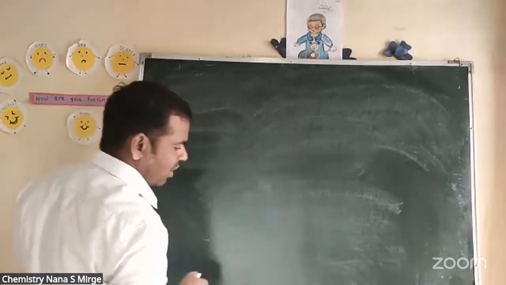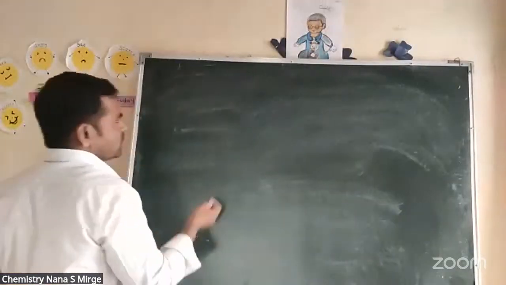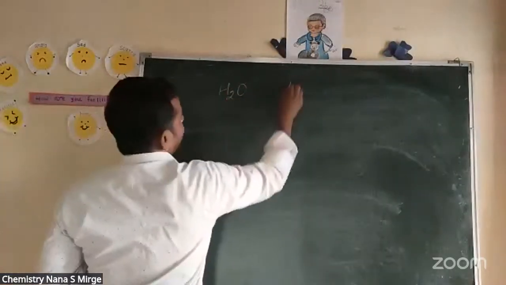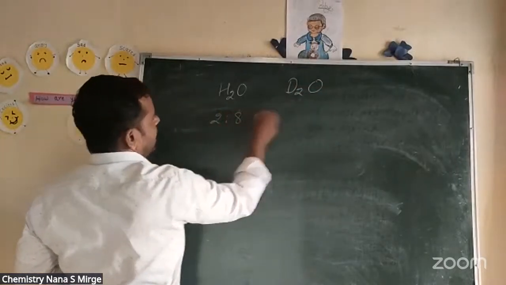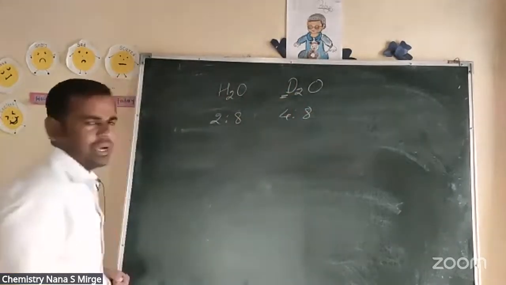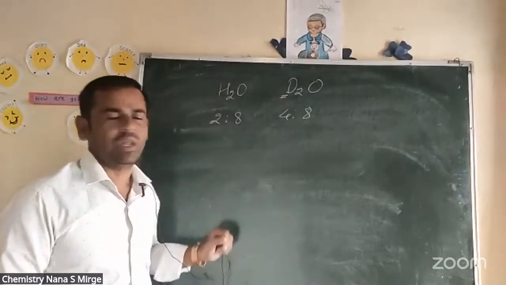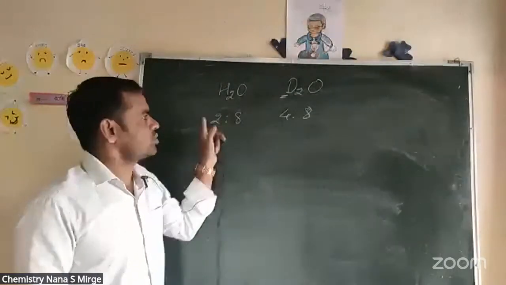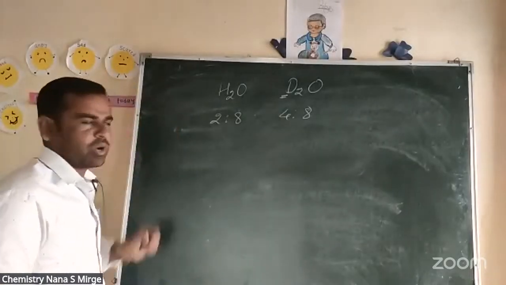Then the last one, the law of reciprocal proportion. So the law of reciprocal proportion is simple. You have H2O and D2O. So reciprocal, here is 2 to 8 and here is 4 to 8. So look here, the deuterium and hydrogen. In the combination of deuterium and hydrogen, the proportion is changed, reciprocal. So one time it is combined with mass 2 and another time with mass 4. That is the law of reciprocal proportion.